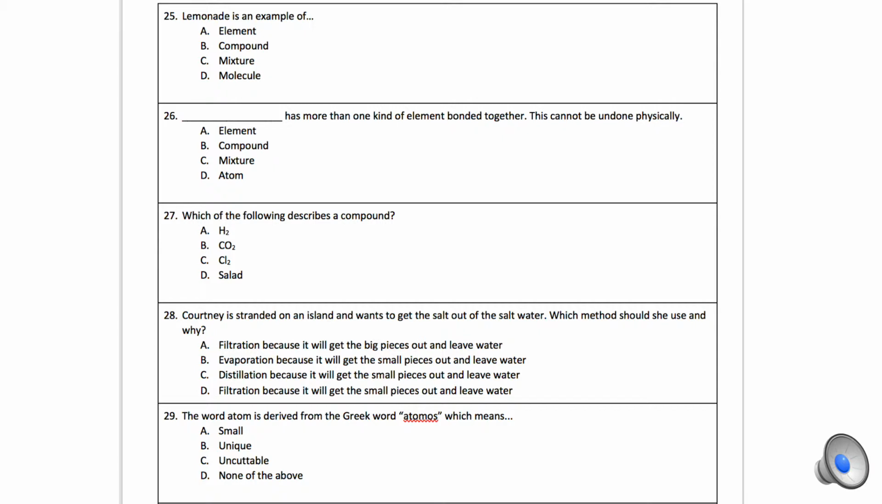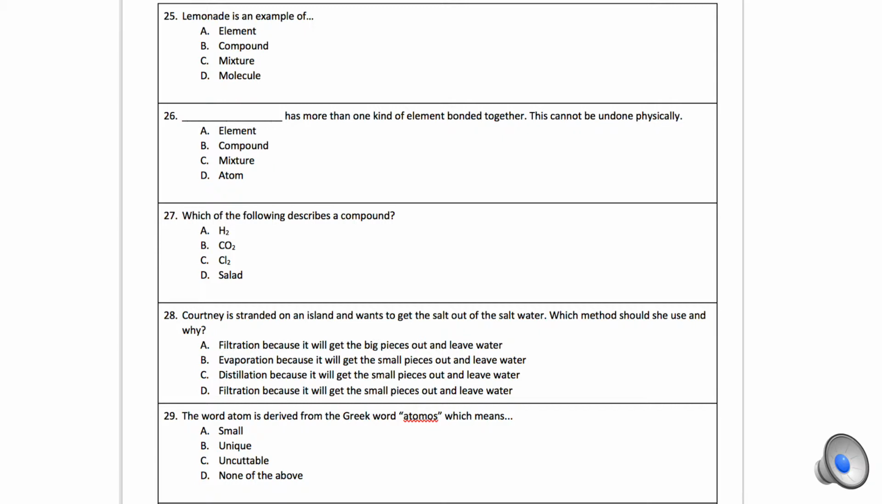Number 28. Courtney is stranded on an island and wants to get the salt out of the salt water. Which method should she use and why? A, filtration, because it will get the big pieces out and leave water. B, evaporation, because it will get the small pieces out and leave water. C, distillation, because it will get the small pieces out and leave water. Or D, filtration, because it will get the small pieces out and leave water.